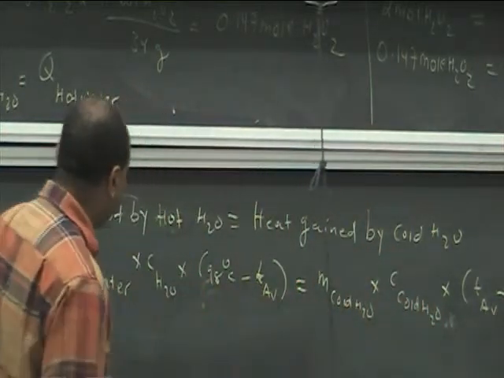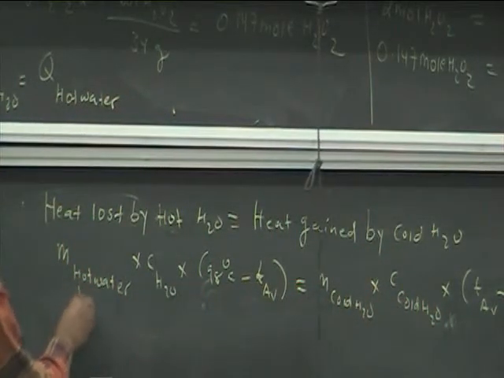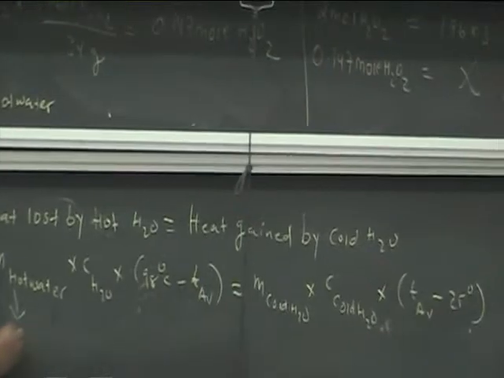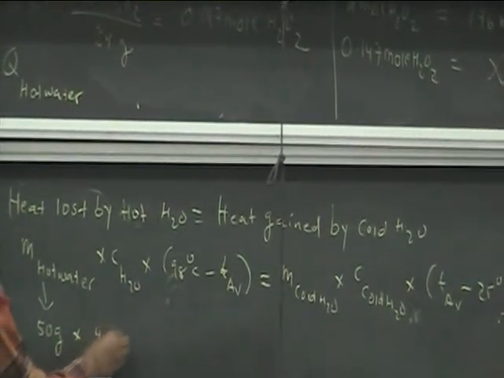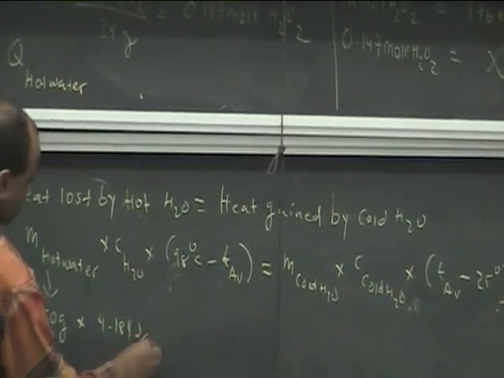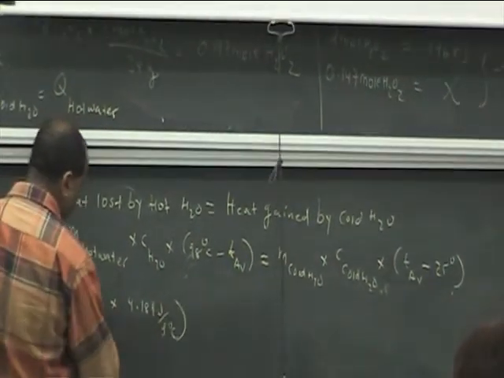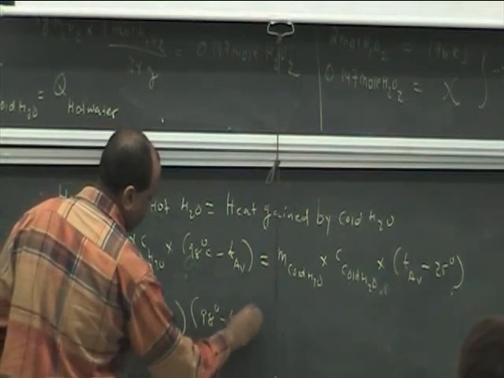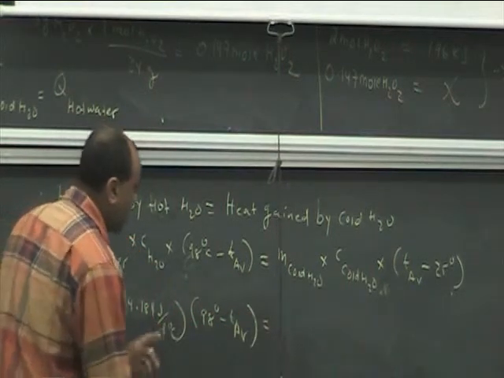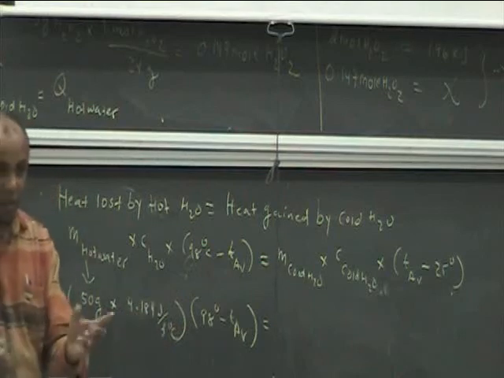So what is the unknown here? Do you know the mass of the hot water? You know it. Mass of the hot water, let's say, would be like 50 grams, okay? Specific heat is 4.184 joules, right? Times 98 minus T average. What's the T average? T average is when you mix the hot water and the cold water, you have one average temperature.